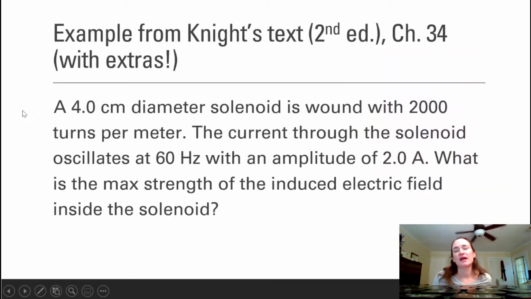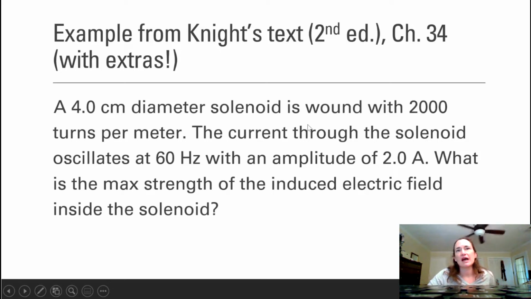Let's do an example problem from Knight's textbook, Knight's second edition, in chapter 34, that I think will help cement it. Now, I'm not just doing that straight up example. I'm going to add on to it, make it a little more challenging for all of you. Okay, so here we go.